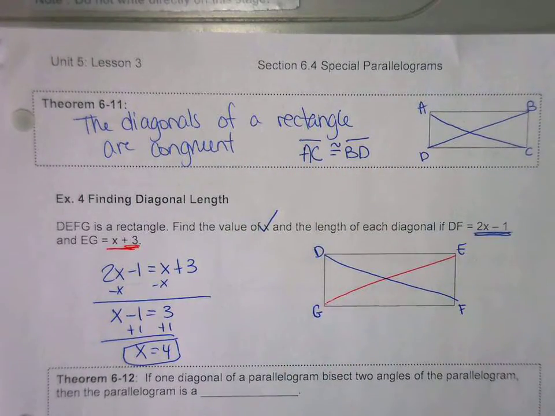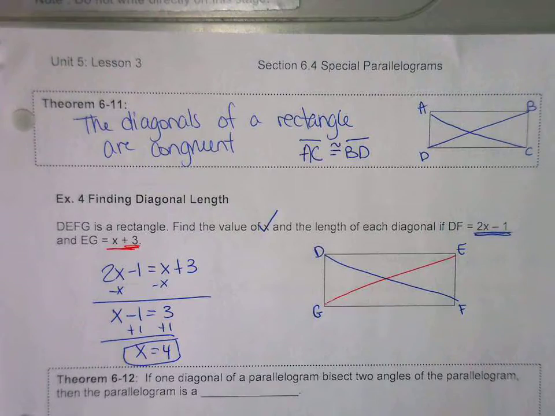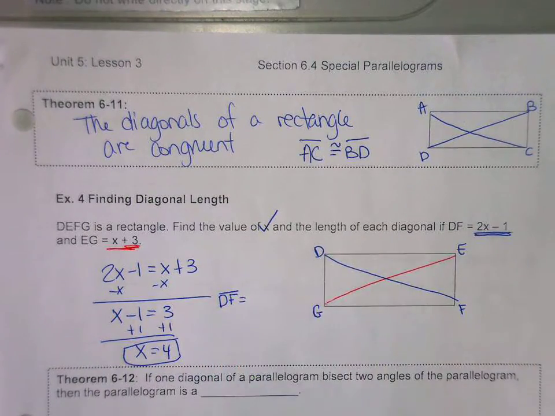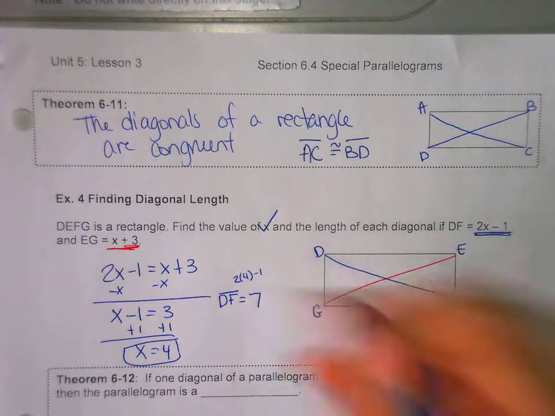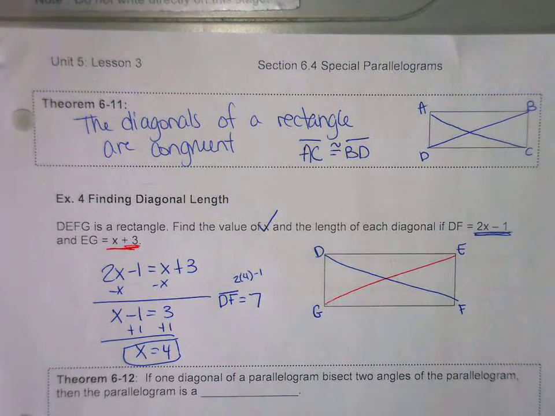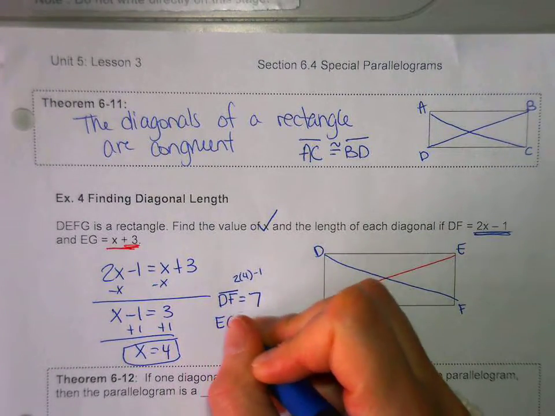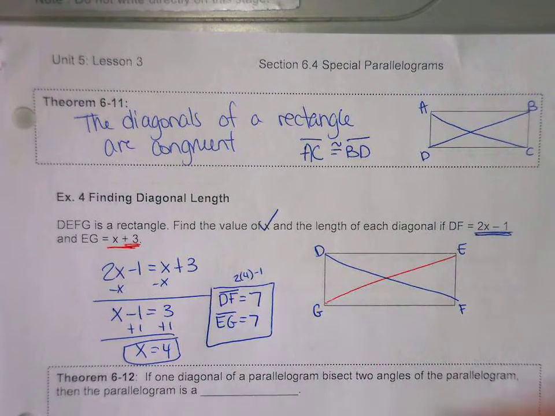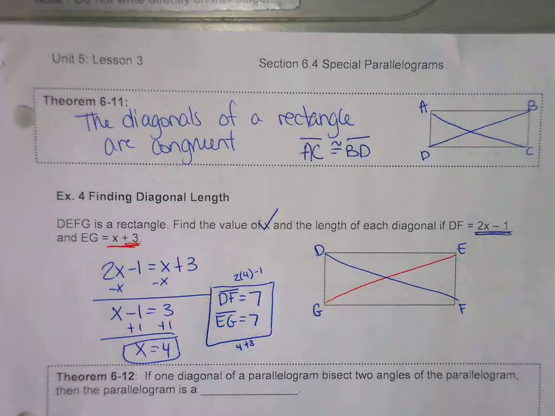So I found my x, but it says and the length of each diagonal. So now I need to find the length of DF as well as the length of EG. Well, DF is 2x minus 1. So if I do 2 times 4 minus 1, I know DF is going to equal 7. So then that also means that EG will also equal 7 because they're congruent. If you wanted to double check it, you would just need to do 4 plus 3, which does get you 7.